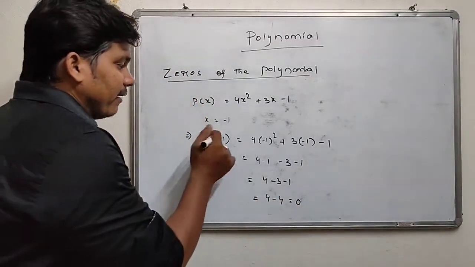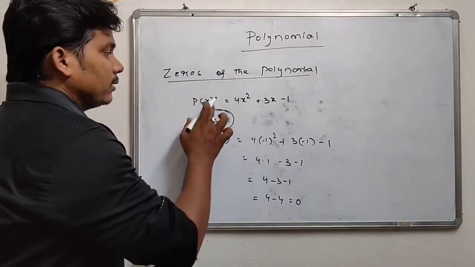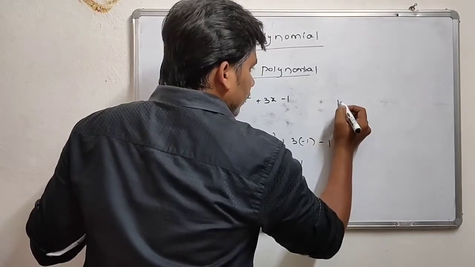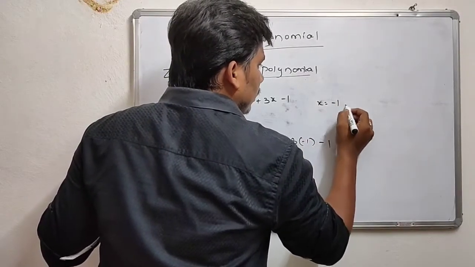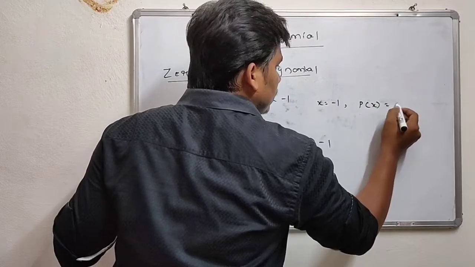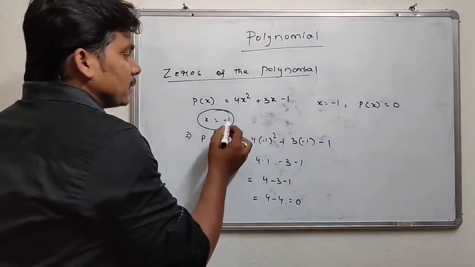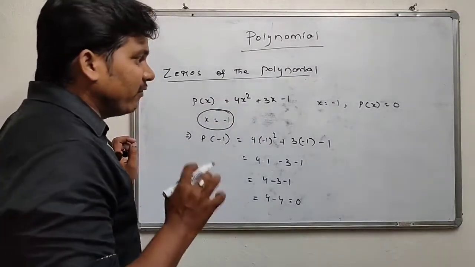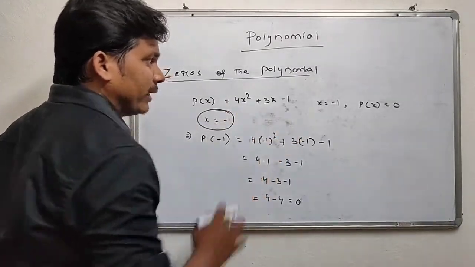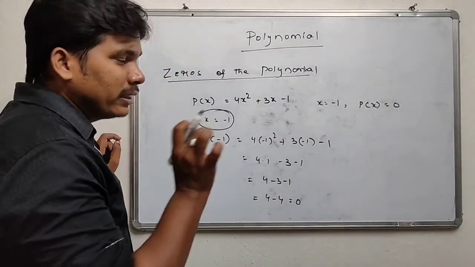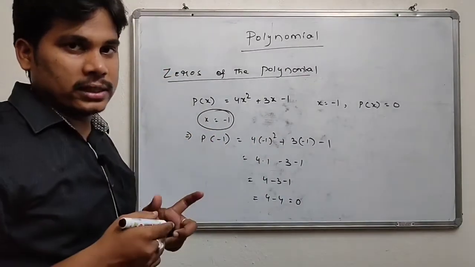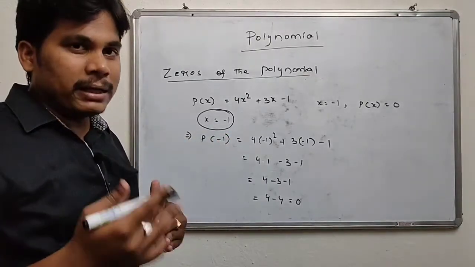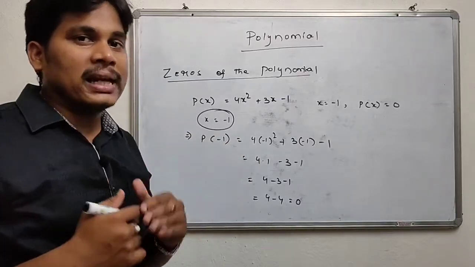Means, when x equal to minus 1, p(x) becomes 0. Then this minus 1 is called a zero of the polynomial. In the same way, as we know, this is a quadratic equation, so surely there will be 2 zeros. Why are there 2 zeros, and what is the importance of the zero? Everything we'll understand bit by bit when we go to the geometrical representation of the zeros.